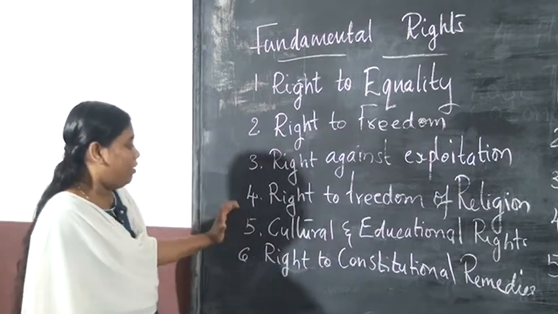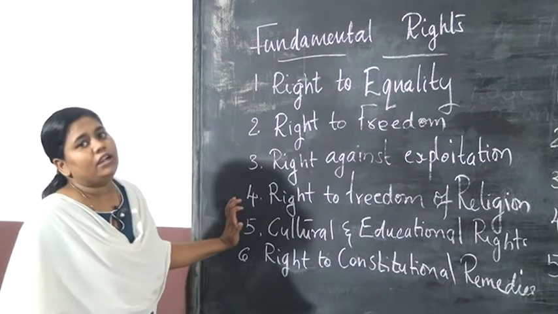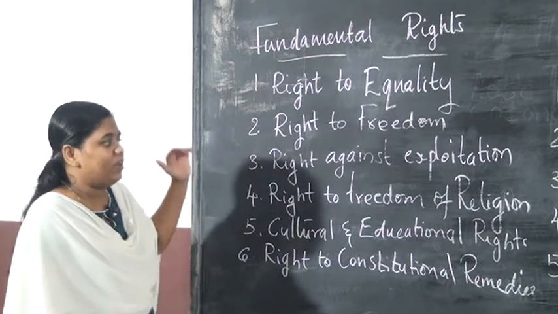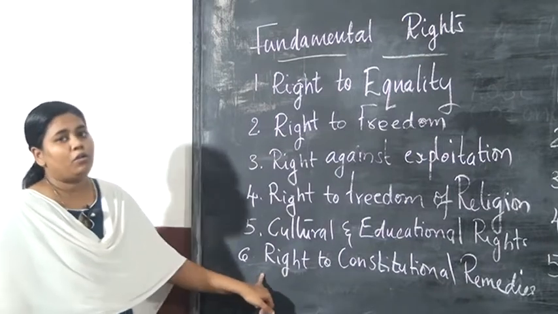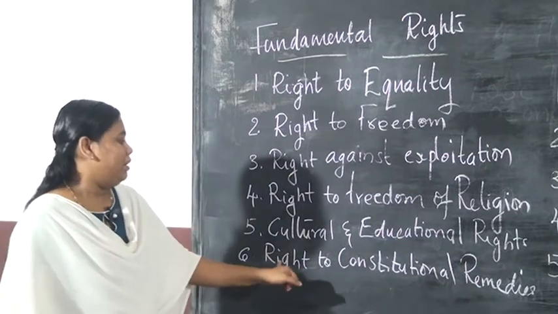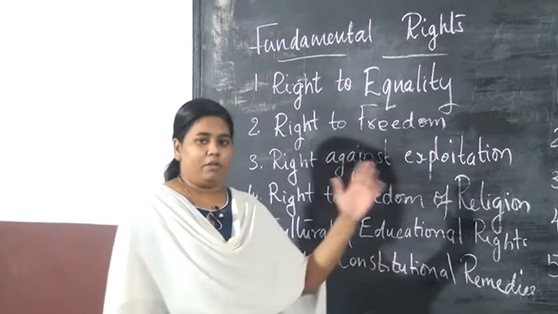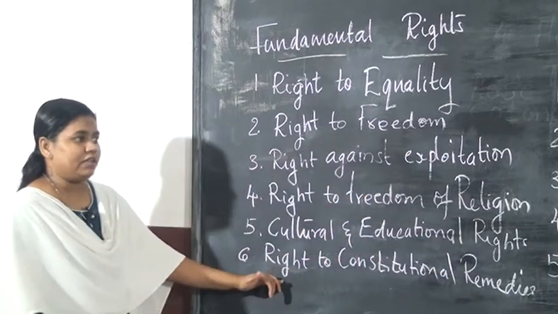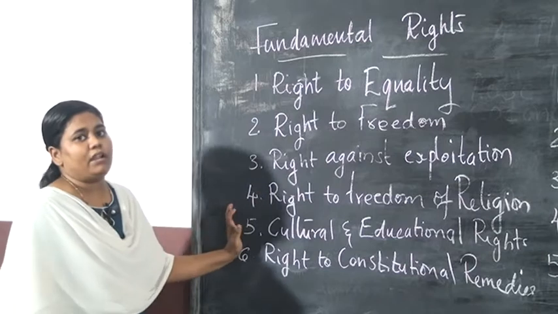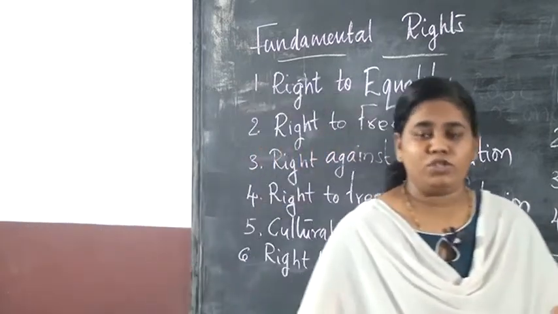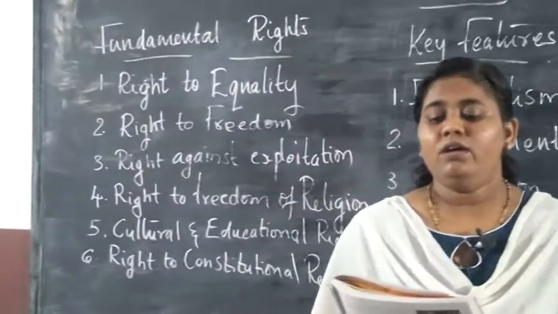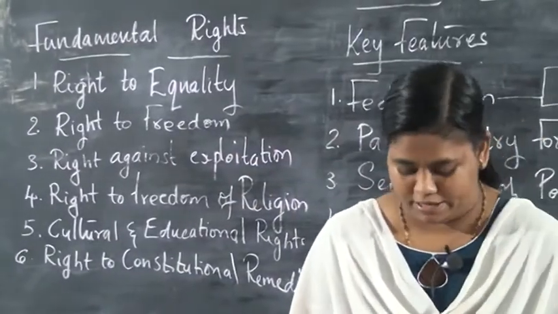If any of these fundamental rights is violated, we can go to the court. That was the last one, the right to constitutional remedies. Constitutional remedies mean that if these fundamental rights are violated, we can move to the court. These are the 6 fundamental rights.